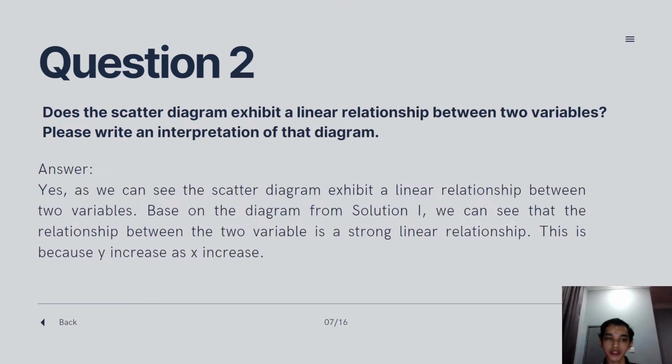Okay, for question 2, does the scatter diagram exhibit a linear relationship between two variables? Please write the interpretation of that diagram. The answer is yes. As we can see, the scatter diagram exhibits a linear relationship between two variables. Based on the diagram from solution 1, the relationship between the two variables is a strong linear relationship. This is because y increases as x increases.